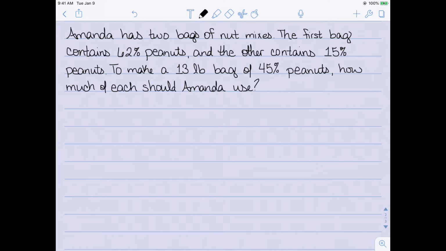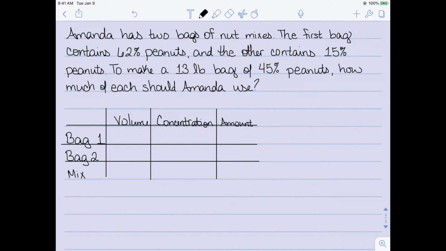Amanda has 2 bags of nut mixes. The first bag contains 62% peanuts and the other contains 15% peanuts. So to make a 13-pound bag of 45% peanuts, how much of each should Amanda use? Well, let's start by making a table of the information that we need and what we have.